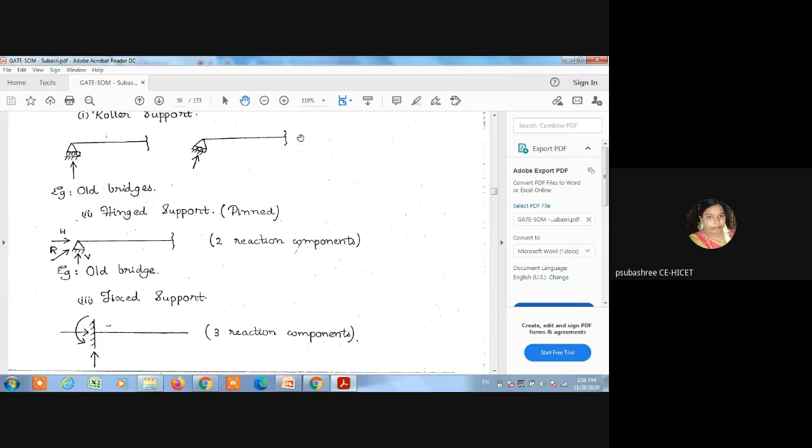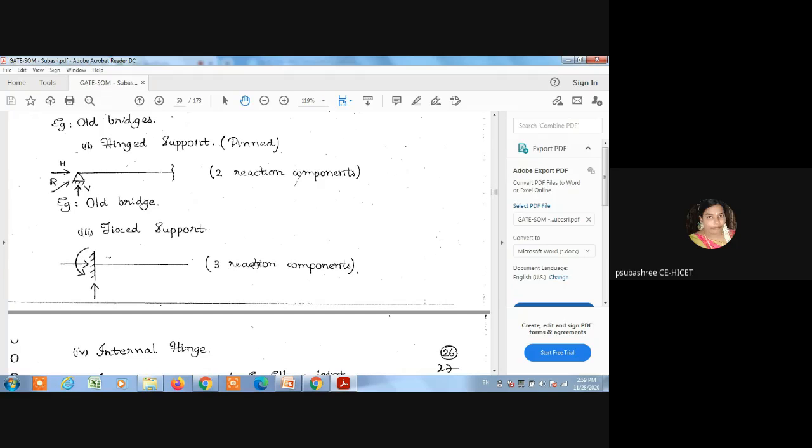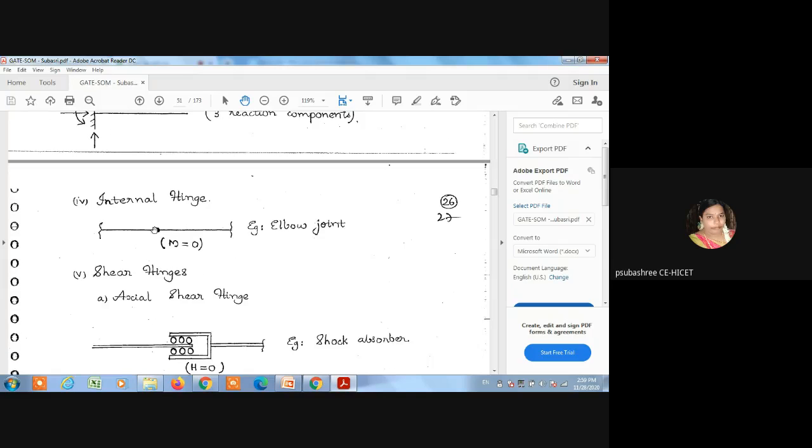Refer to this figure. Then hinged support has two reaction components: one is the vertical reaction and the other is the horizontal reaction. Then the third one is the fixed support. It has three reaction components: vertical, horizontal, and rotation. The fixed support has a moment. And the internal hinge looks like this figure.